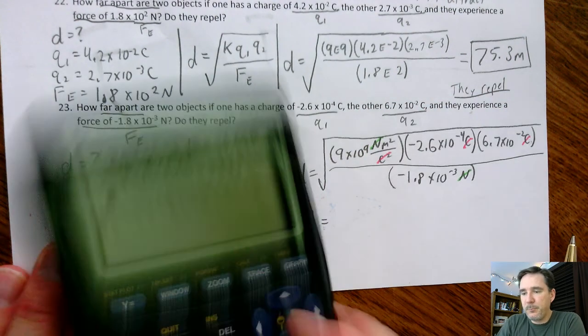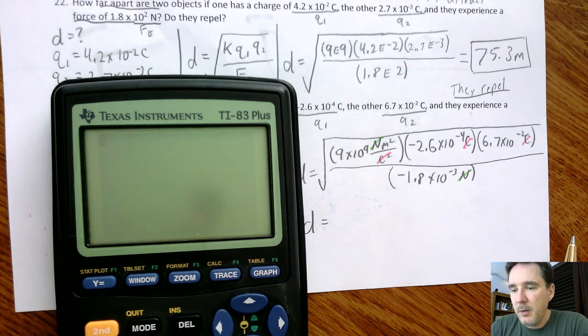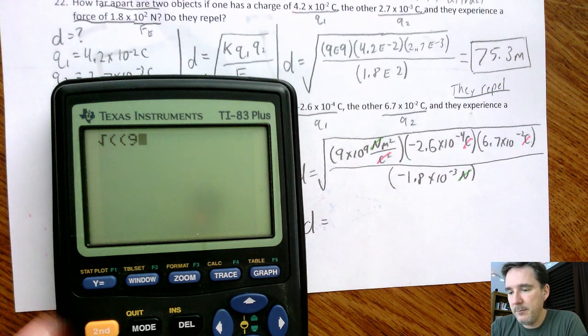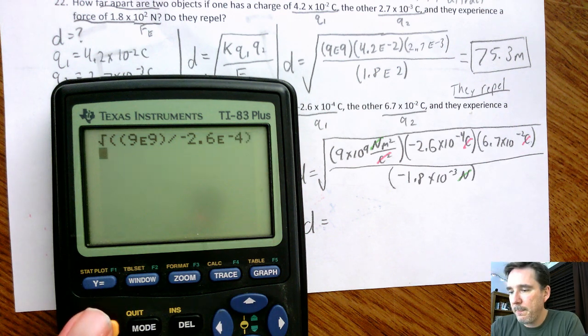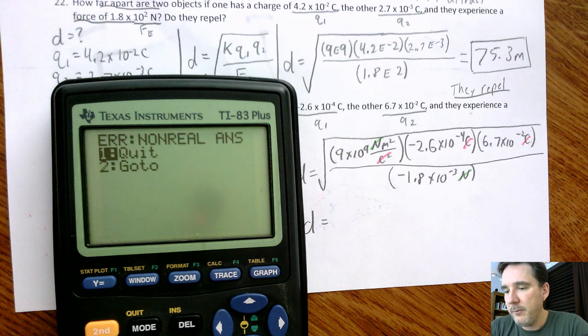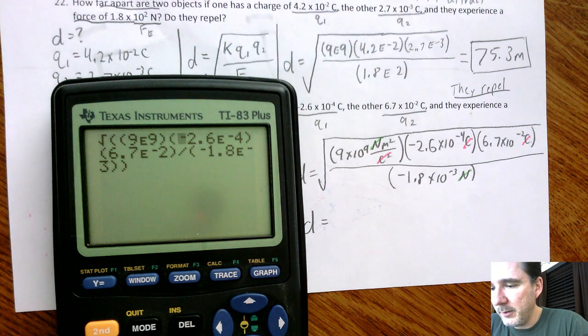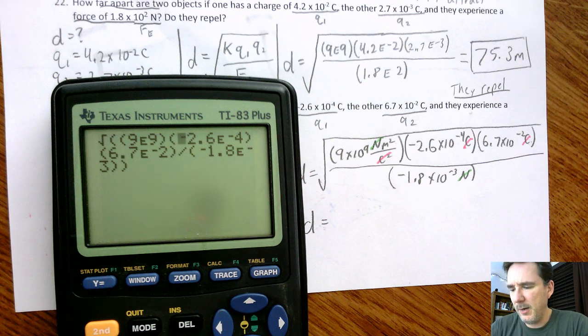So distance, spit it out. So again, I'm going to do square root, and I'm going to have to add that extra parenthesis. So don't forget that extra parenthesis. 9 times 10 to the 9th divided by negative 2.6 times 10 to the negative 4 times 6.7 times 10 to the negative 2 divided by negative 1.8 times 10 to the negative 3. And I finished that all off, and I have an error. Let's see what it was. I put a division instead of a, I don't know why I put a division sign.